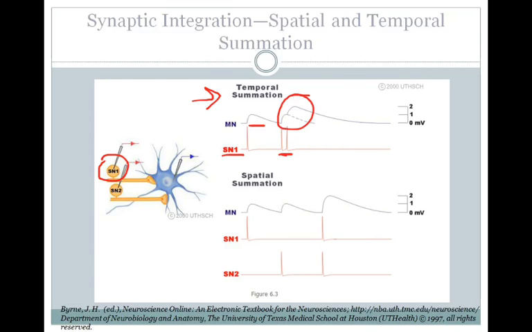You can also have spatial summation. So if now you have 2 neurons, if you fire the first one, you'll get a certain amount of membrane voltage change. The second one, a similar amount. But if you fire them together, they can add up and give you a greater depolarization of the membrane.